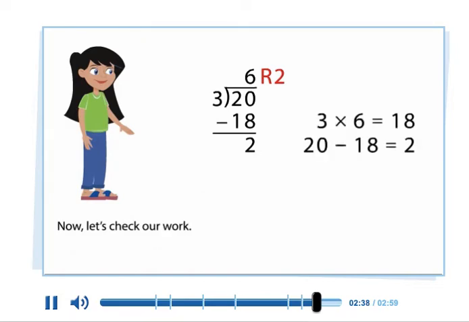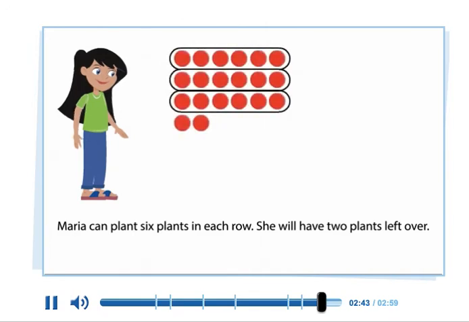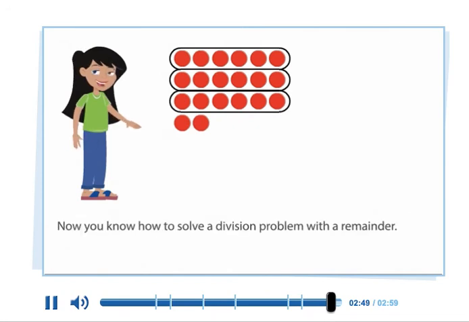Now, let's check our work. Maria can plant 6 plants in each row. She will have 2 plants left over. Now you know how to solve a division problem with a remainder.